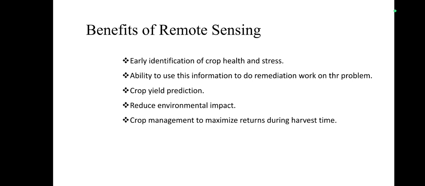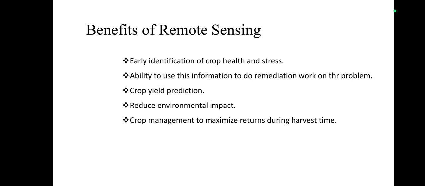Crop management to maximize returns during harvest times. In early days, very low harvest could be obtained by the farmers. By using these remote sensing sources, we are able to get a higher yield, and the productivity of the system is also maintained by remote sensing, so that the farmers can see varied productivity by using remote sensing.